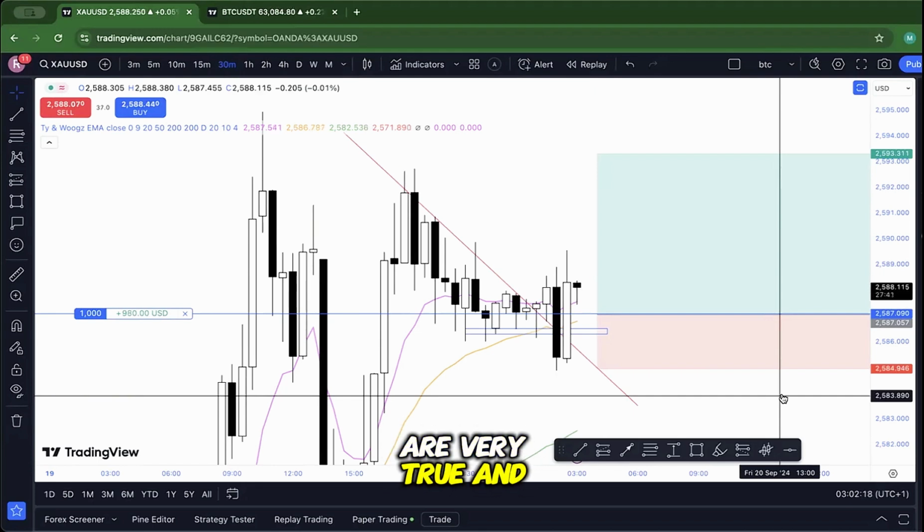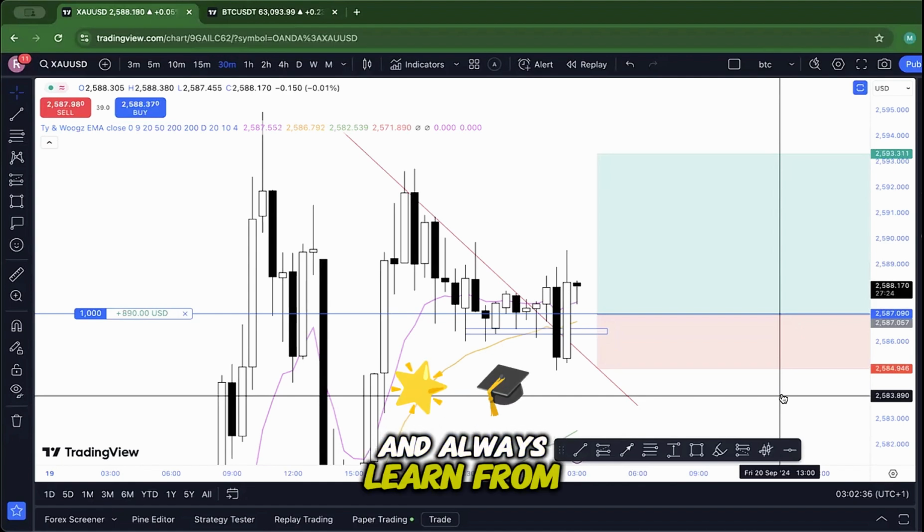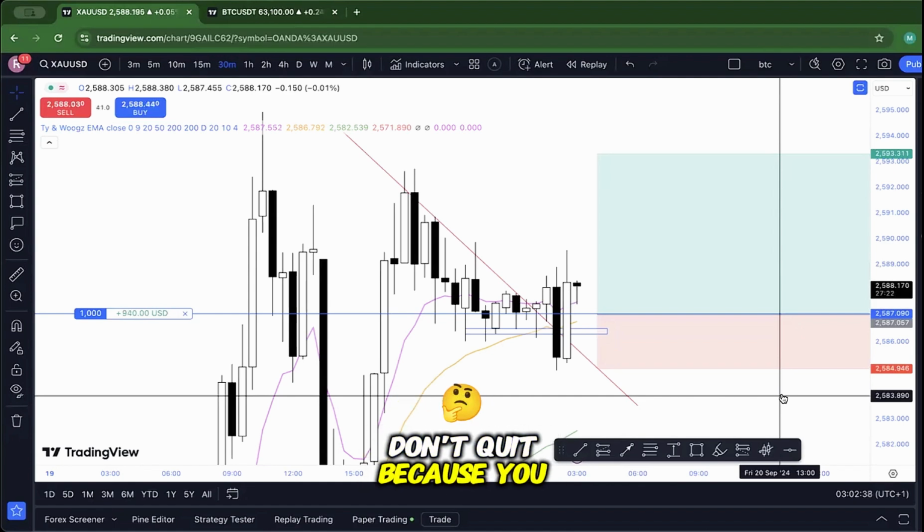Very true. And just keep up with the journey. You may have taken a bad trade or you may have blown your account. When I was starting out, I blew a lot of accounts. I took a lot of bad trades, but those are what builds you up to become a better trader, and always learn from them. Don't quit because you made one mistake. Just learn from it. Take it slow.